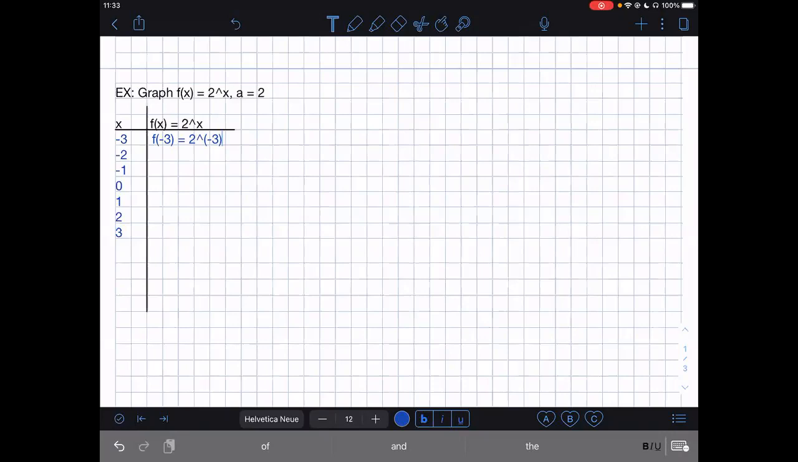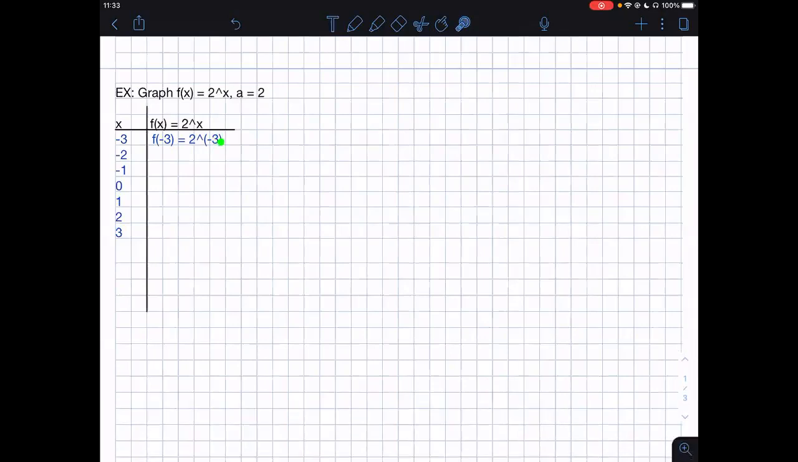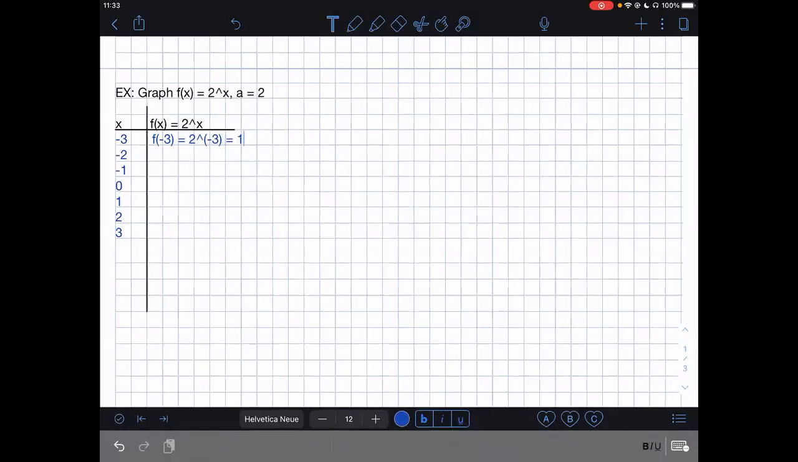Which, recall, if you want to make this power positive, that would be equivalent to taking 1 over 2 to the 3rd power, which gives us 1/8. Recall, to make a negative power positive, just flip the base over, take its reciprocal.